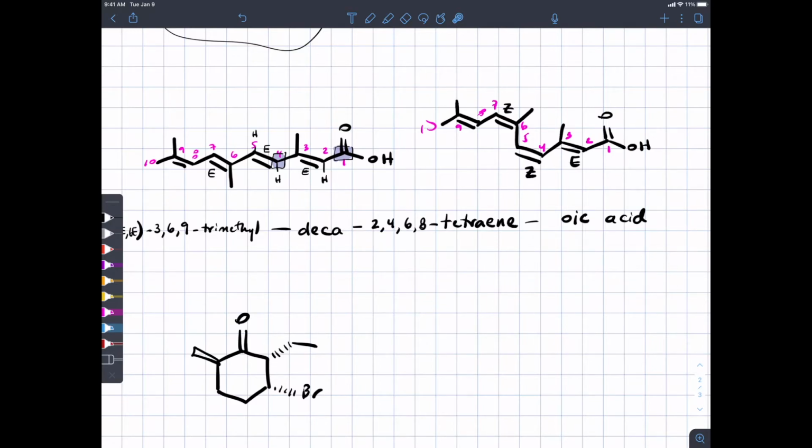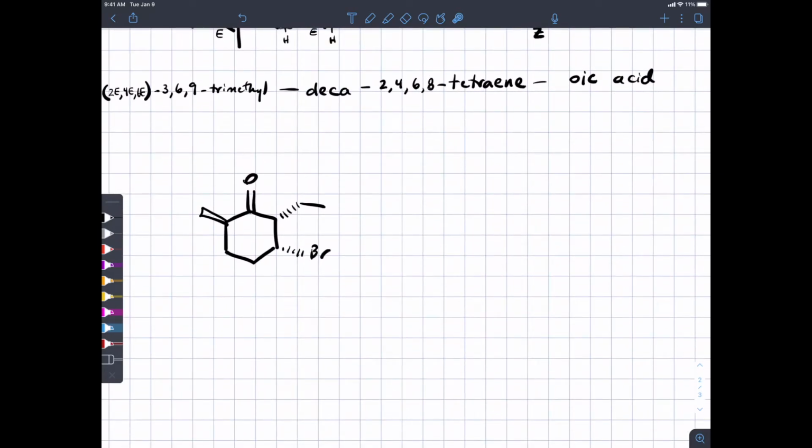All right. So for rings, we name rings in a similar way, only the root of a molecule with a ring is going to have cyclo in front of it. Okay? And then we count the number of atoms in the ring. 1, 2, 3, 4, 5, 6. So that's cyclohexane, okay, as part of our root.